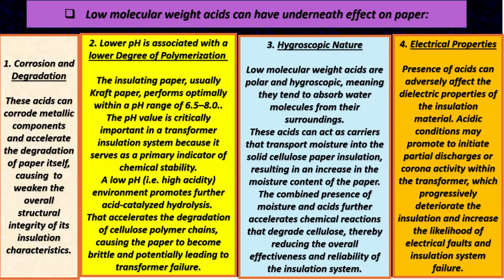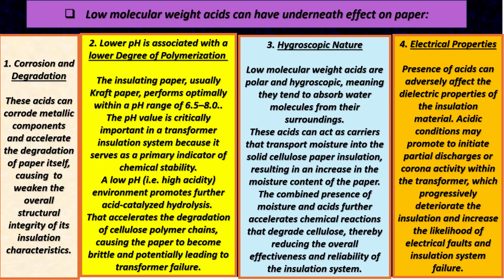Low molecular weight acids can have the following effects on paper. Number one, corrosion and degradation. These acids can corrode metallic components and accelerate the degradation of paper itself, weakening the overall structural integrity of its insulation characteristics. Number two, lower pH is associated with a lower degree of polymerization.